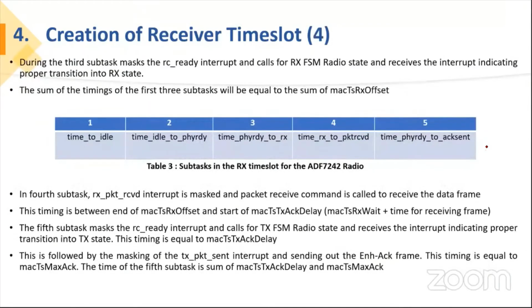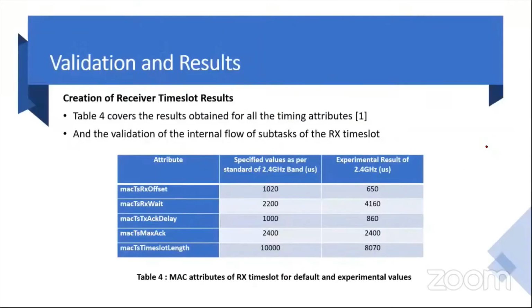I'll skip all this because these are not late. Same thing. Now these are some results. Sahana, you want to explain these results? So in the receiver time slot, we saw that we have the offset times, wait time, ACK delay, and MAC maximum ACK. These are all the specified values as per the standard for the receiver side. And these are the experimental values we got at the receiver side for the 10 milliseconds time slot. In each time slot, these are all the timing parameters for the receiver. Okay, very good.